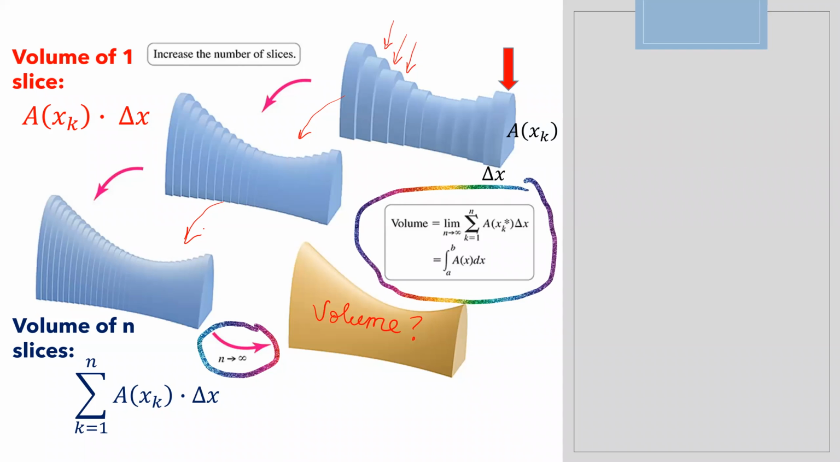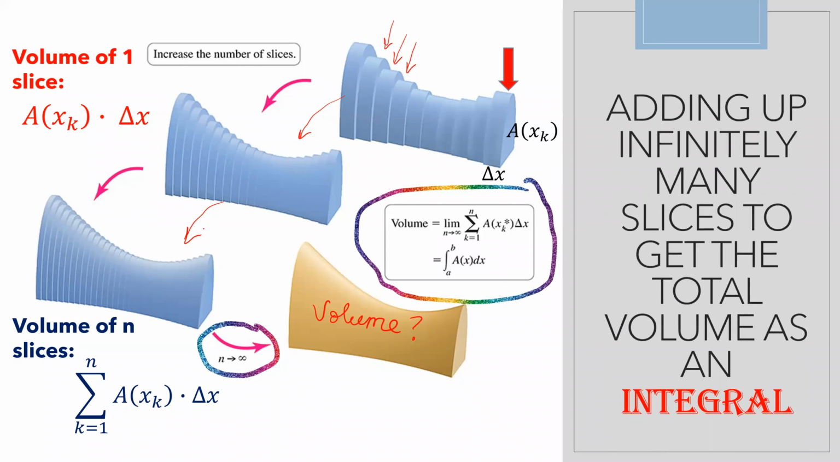So just to summarize all of that mumbo jumbo I just said: in order to find the volume of a shape, we are going to add up infinitely many slices to get the total volume as an integral. The integral is from a to b of the area with respect to x. That's if you have vertical slices, but if you have horizontal slices, then instead of dx, we would have dy, but the concept would be the same.